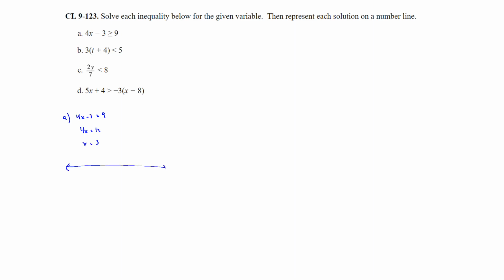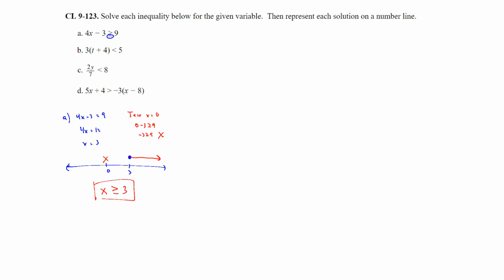So on our number line, we have 3, and we want to decide is it an open or closed circle. It is a closed circle because it is equal to, so that means 3 is a solution, and then we are going to test a value for x, which we're going to use 0, and we're going to plug that in. We get 0 minus 3 is greater than or equal to 9, so is negative 3 greater than or equal to 9? No, it's not, which means this is not a solution, so we want all values going to the right. So therefore, x is greater than or equal to 3.